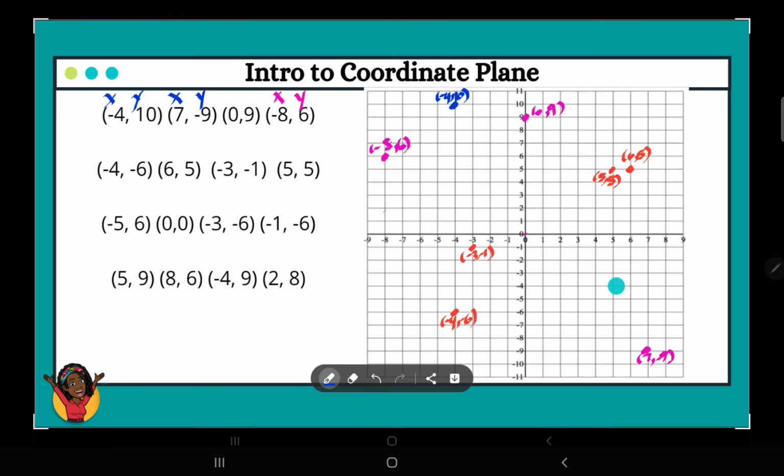All right, let's plot a few more of these. I have (-5, 6). I'm going to go to the left 5, and then I'm going to go up 6.